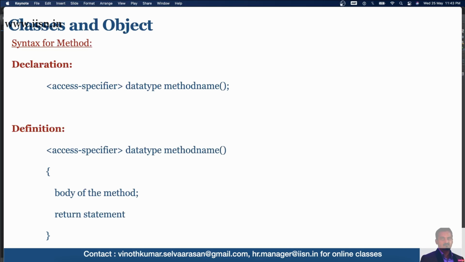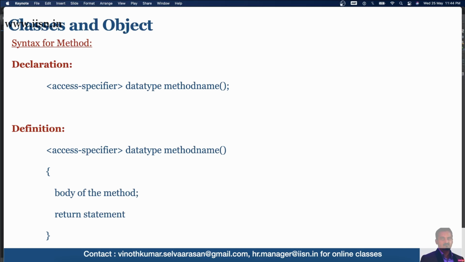Okay, so now we are going to see the declaration and definition part of the method: how the method is going to be declared, and how it is going to be defined. The declaration part of the method starts with an access specifier, followed by a data type, followed by the method name.